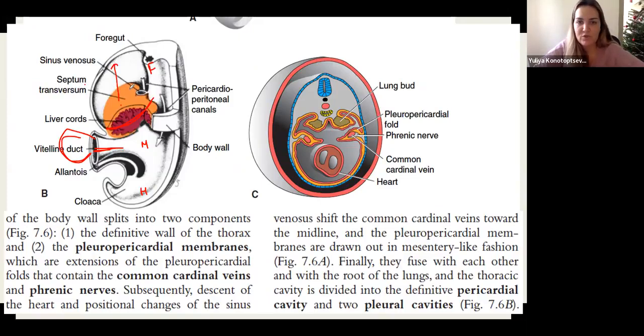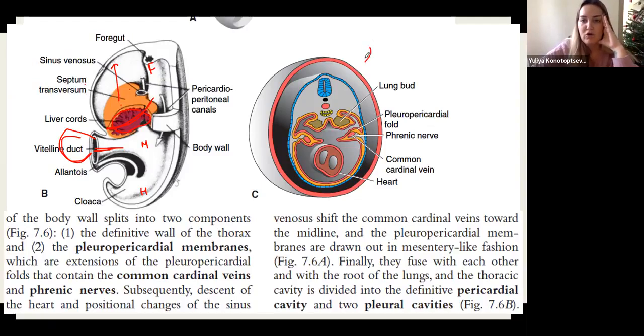Septum transversum is also very important because for a short period of time, liver will be growing next to it. In this picture, they show it as if it is inside of it. It's not inside of it, it's under it. Okay, so it's a bit under it. So septum transversum is a bit above the growing liver. So they will be touching for a short period of time.